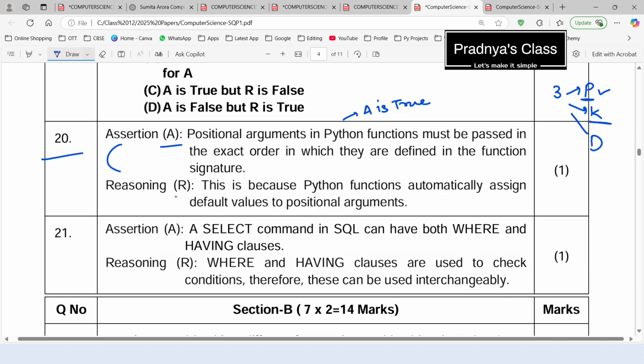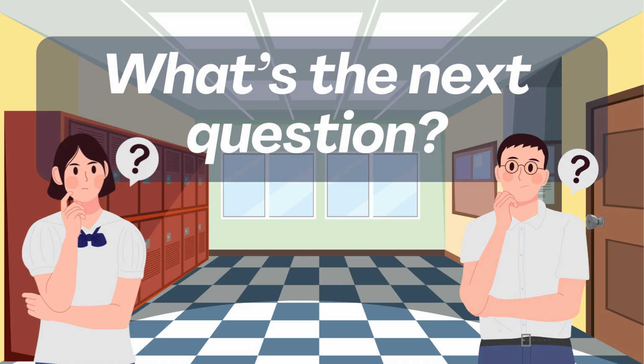Alright then, let's proceed and read the reasoning. This is because Python functions automatically assign default values to positional arguments. This is absolutely false. In case of positional arguments, default arguments will not get initialized. That is the case with the default argument. In this we will pass some default value to the argument that will get initialized, but not in case of positional arguments. It means what? A is true but R is false.